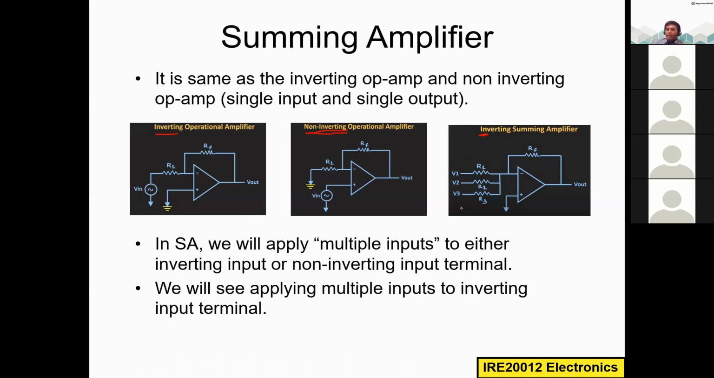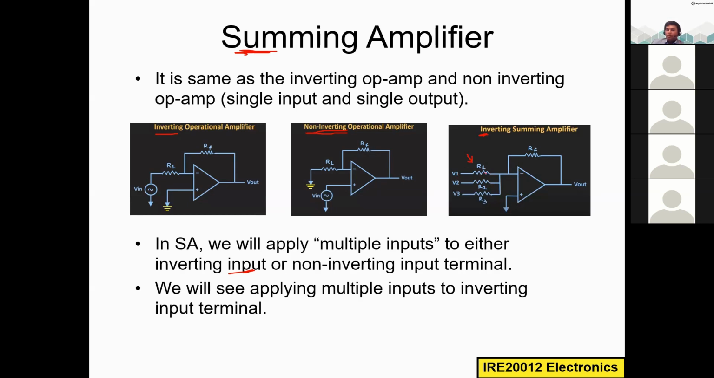And here we have multiple inputs, more than one input. So the other terminal is grounded. Here we are applying multiple inputs to either the inverting or non-inverting input terminal. Whatever voltages you want to add, to sum, to perform the sum operation, you have to apply those voltages to this input terminal through the input resistor.